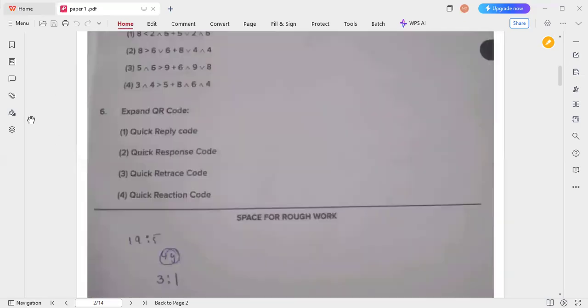So next one, expand QR code. QR code is nothing but quick response code. So option 2 is the correct answer for this QR code, that is quick response code. Okay, so next question.